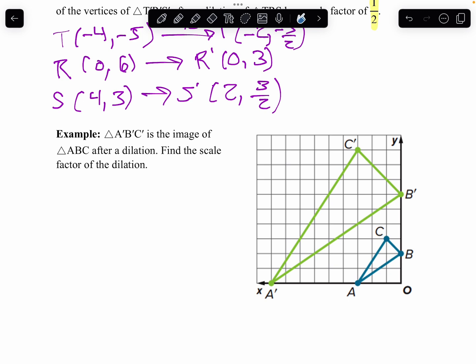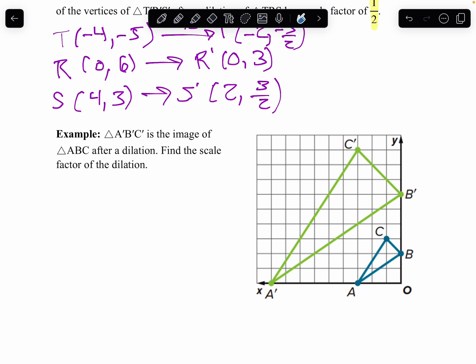Now, on the next one, I'm going to go backwards. I've already done the dilation. I want you to find the scale factor. Well, you can do a couple different ways. Number one is we can do it just like we've been doing.